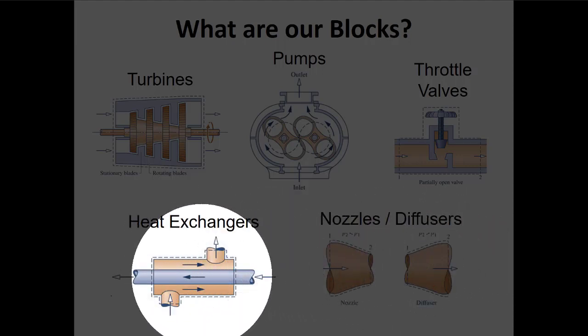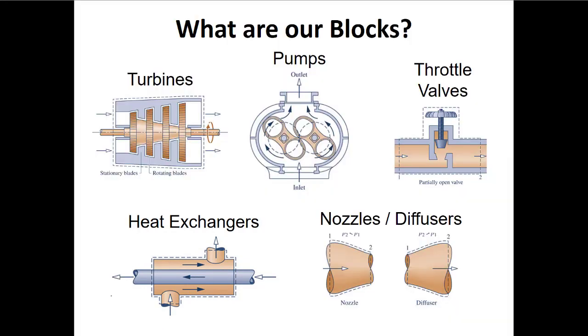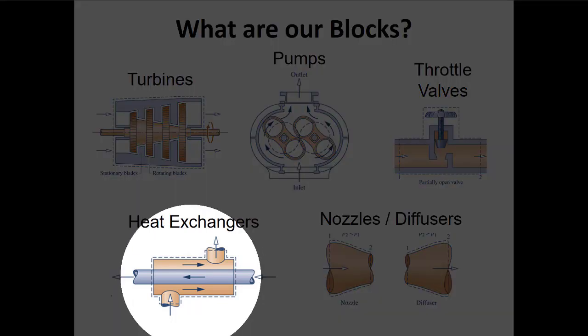And then we have heat exchangers, where we typically have two streams of fluid and we're trying to exchange heat between them. Often, like shown in this shell and tube heat exchanger, we don't want to mix these fluids up because maybe they're different types of fluid, like, for example, engine oil and water.